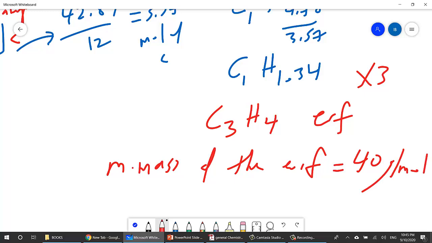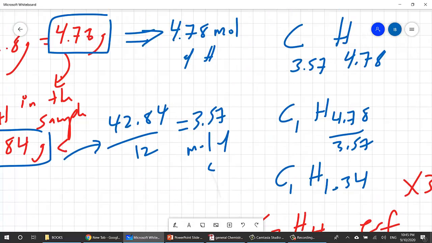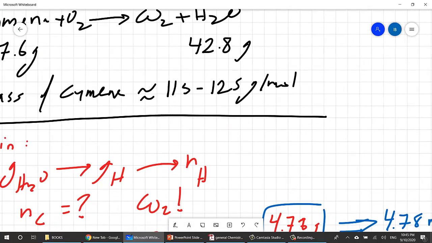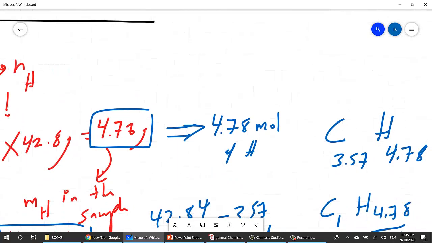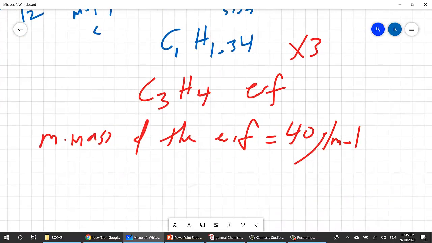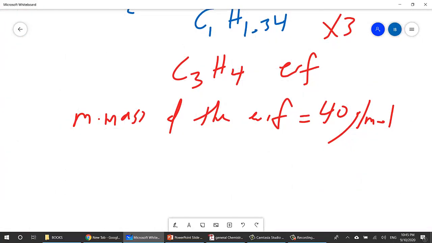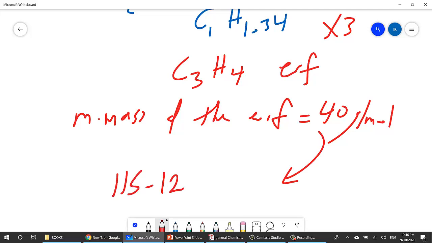So now you get the idea. If you take a look here at the beginning of the question, he said the molar mass of cumin is between 112 and 125. So this is not cumin. This is the empirical formula for cumin. So I want to bring this number to something in between 115 to 125.